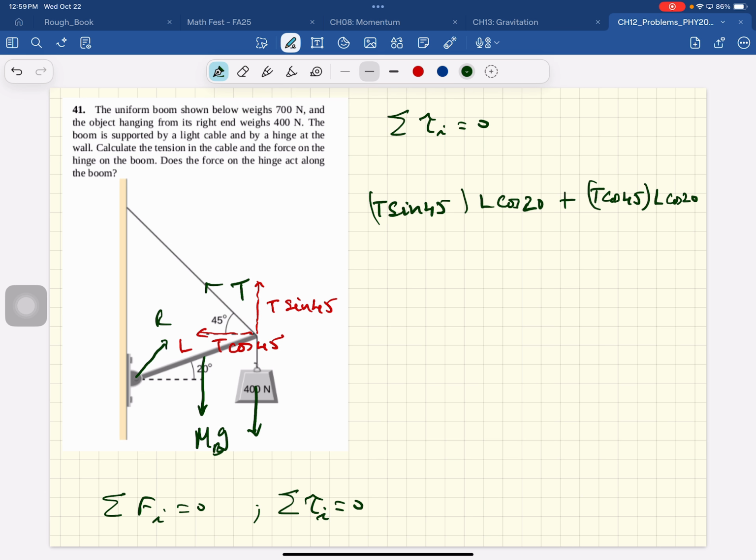For the T cosine 45 force, the moment arm is L sine 20, I'm sorry. So for this guy, that was the moment arm, and that distance is L sine 20. That's the opposite side.